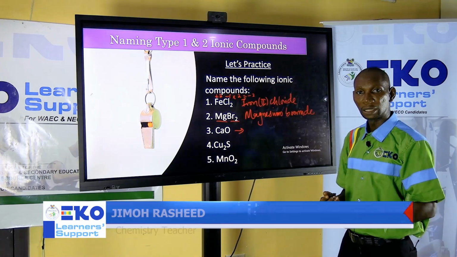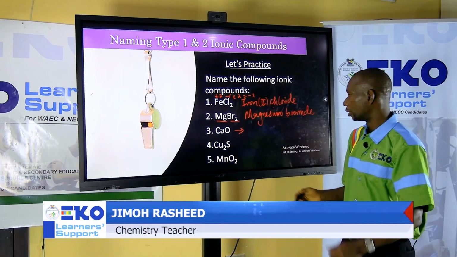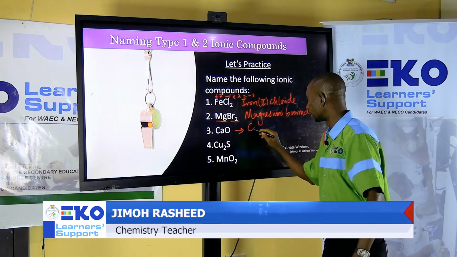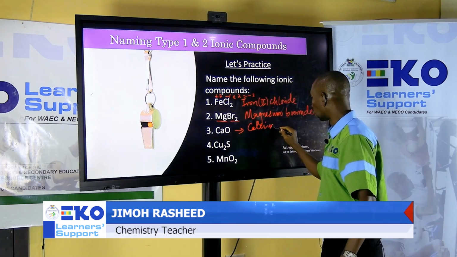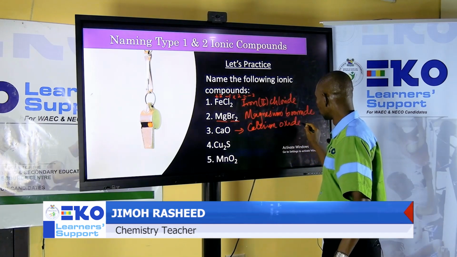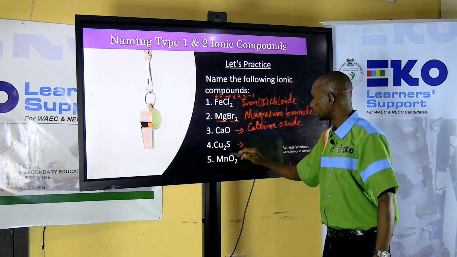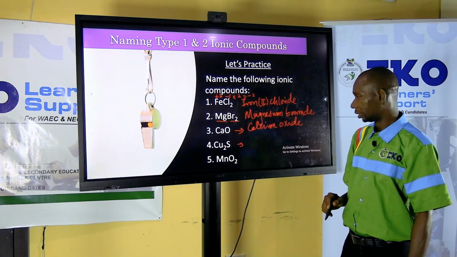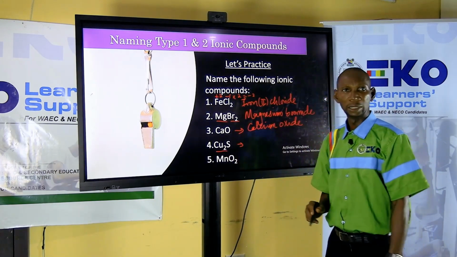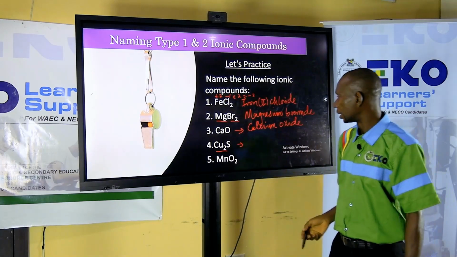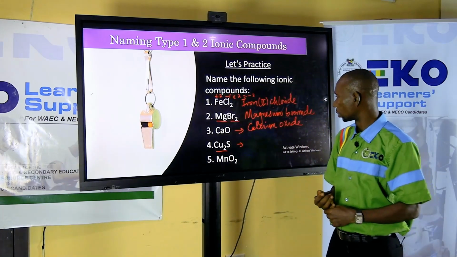If your answer says calcium oxide, then you deserve a thumbs up. Well done. Calcium oxide. Okay? The fourth one, yes, this is a type 2 metal, and so you have to indicate the oxidation state there.